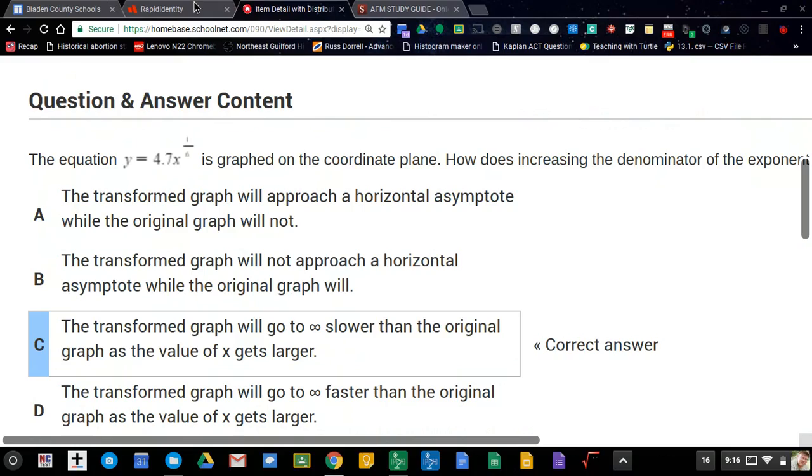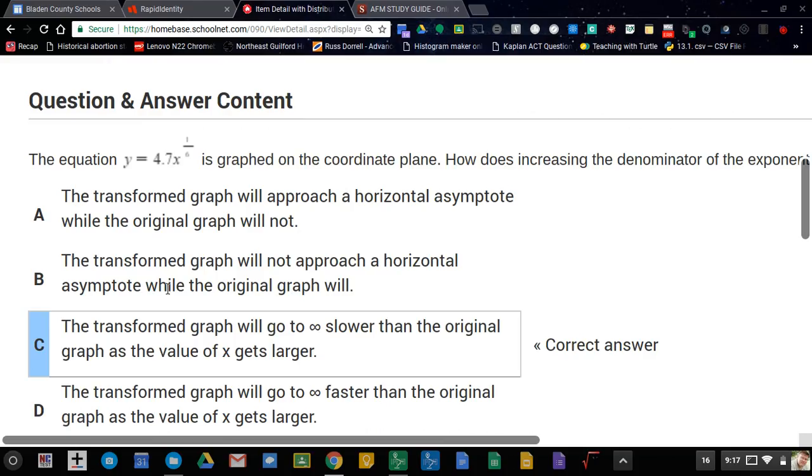And why are the other ones not correct? It says the transformed graph will approach a horizontal asymptote while the original graph will not. Is that true? Does this even approach an asymptote? I don't think so. Okay. The bigger number that gets, you're multiplying 4.7 by a larger number. So I don't think that's approaching an asymptote at all. It's going to be continually increasing, but not at a huge rate. But it's still getting bigger.